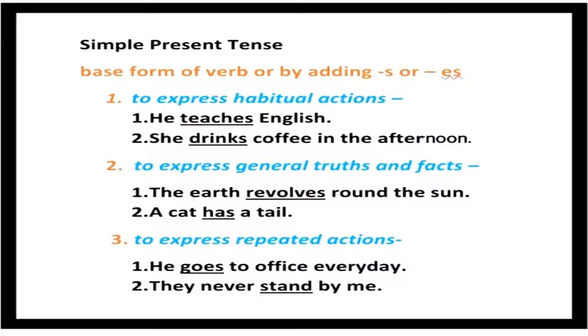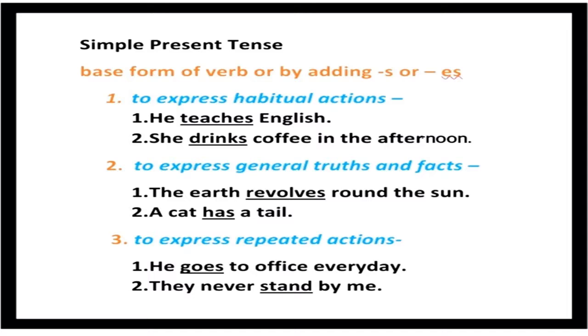Now where do we use simple present tense? To express habitual actions. Examples are given. He teaches English. She drinks coffee in the afternoon. In this, he teaches English, teaches is your simple present tense. It is made with the help of es. Teach plus es is teaches. Why have we used teaches here? Because he is singular.